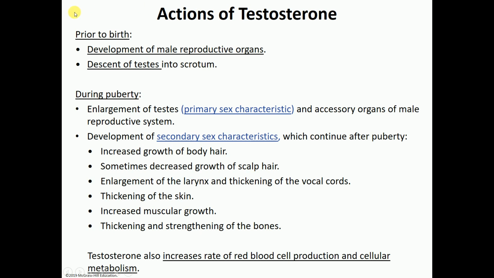So the actions of testosterone prior to birth help in the development of the male reproductive organs, and it also stimulates the descent of the testis into the scrotum. And then, like I said, testosterone levels decrease throughout infancy and childhood, and not until puberty does its secretion start to increase again. During puberty, the action of testosterone would be to enlarge the testis, which is the primary sex organ, and to also enlarge the accessory organs. It leads to the development of the secondary sexual characteristics.